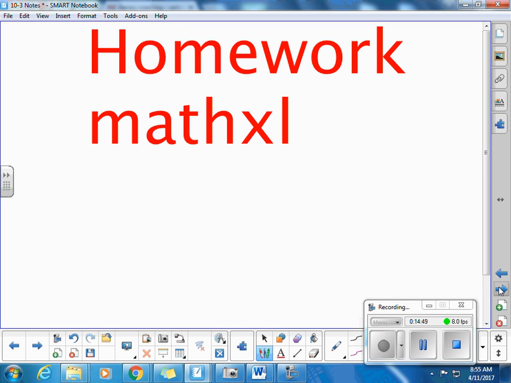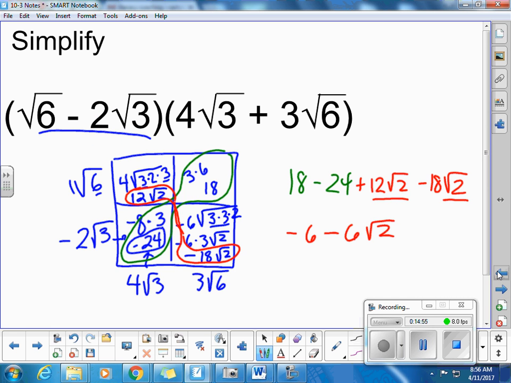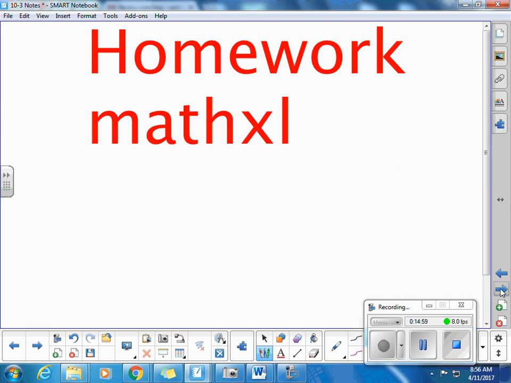That's it. Actually, let's try one more of those. So I'm going to do another one similar to this. 2 square roots of 3 minus 3 square root of 2 times square root of 5 plus 3 square root of 3.